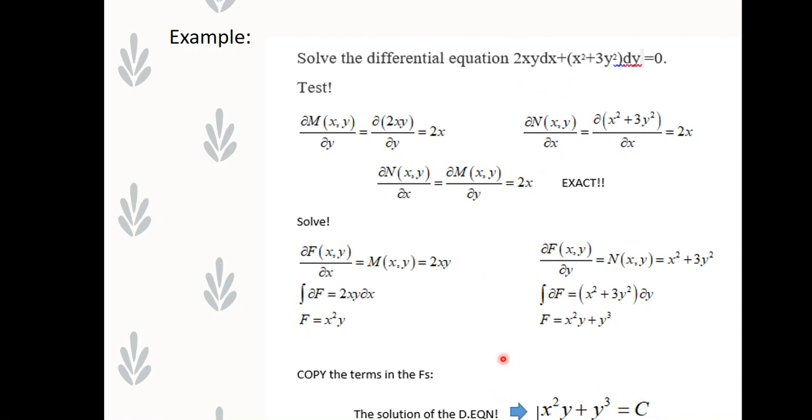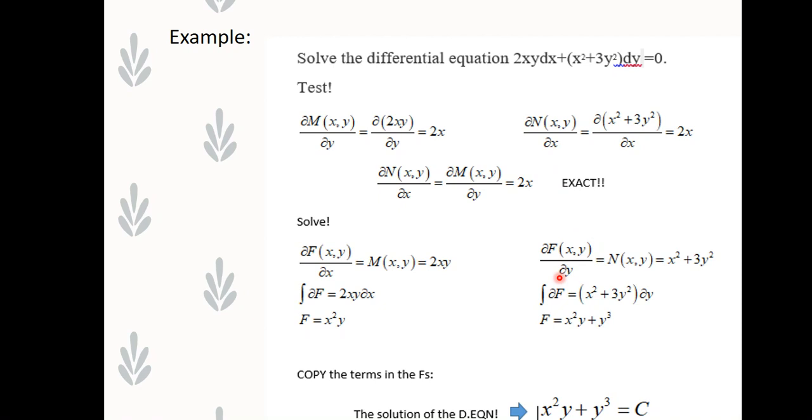There is one thing to be noted here. When you do the testing, class, take note, you partially differentiate m with respect to y. But when you find the value of the f already, that is when you integrate it with respect to x. The partial derivative of n is with respect to x, but when you integrate it, it's already with respect to y. So they are the inverse of one another.